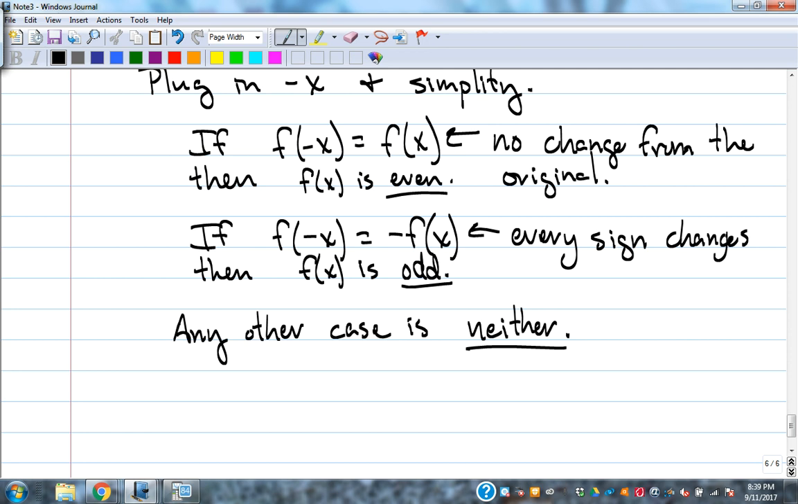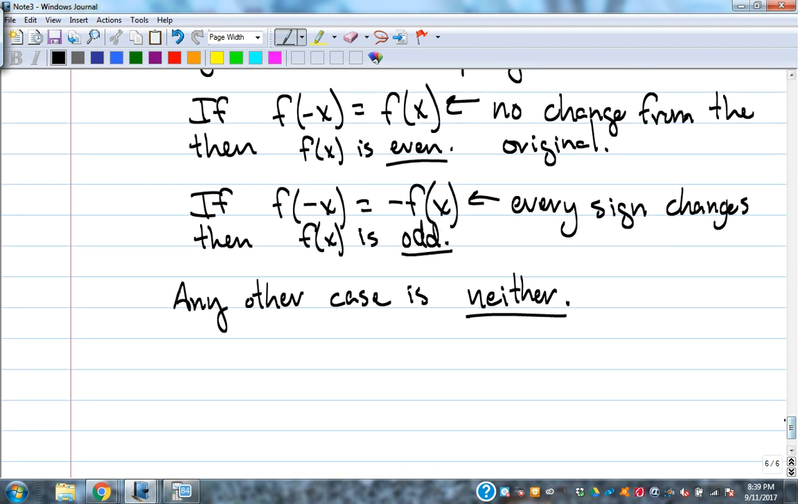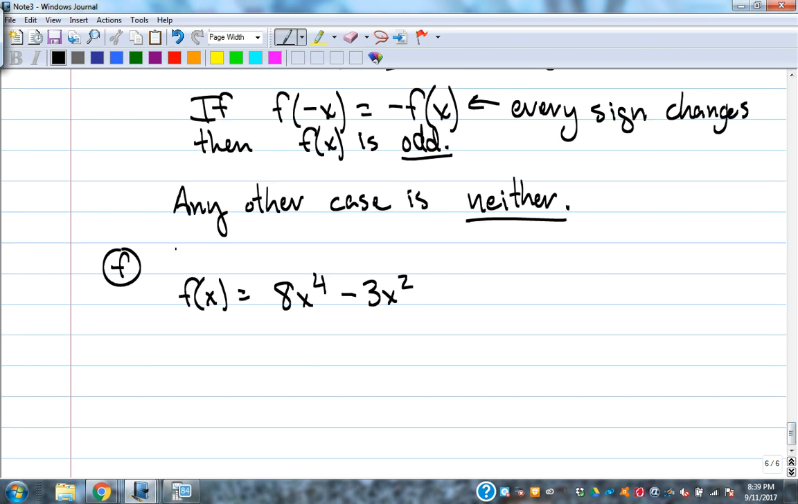Okay. Now, let's look at a few examples of this, and we'll get out of here for the night. So, example F. F of x equals 8x to the fourth minus 3x squared. Is that odd, even, or neither? Odd, even, or neither. That's our question we're answering.